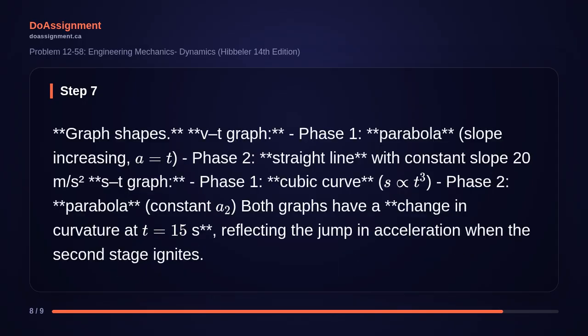Looking at the graph shapes, the velocity time graph shows a parabolic curve from 0 to 15 seconds because acceleration is proportional to time, then transitions to a straight line with a constant slope of 20 from 15 to 40 seconds. The position time graph shows a cubic curve in the first phase and a parabola in the second phase. Both graphs show a distinct change in curvature at t equals 15 seconds, which reflects the jump in acceleration when the second stage ignites.